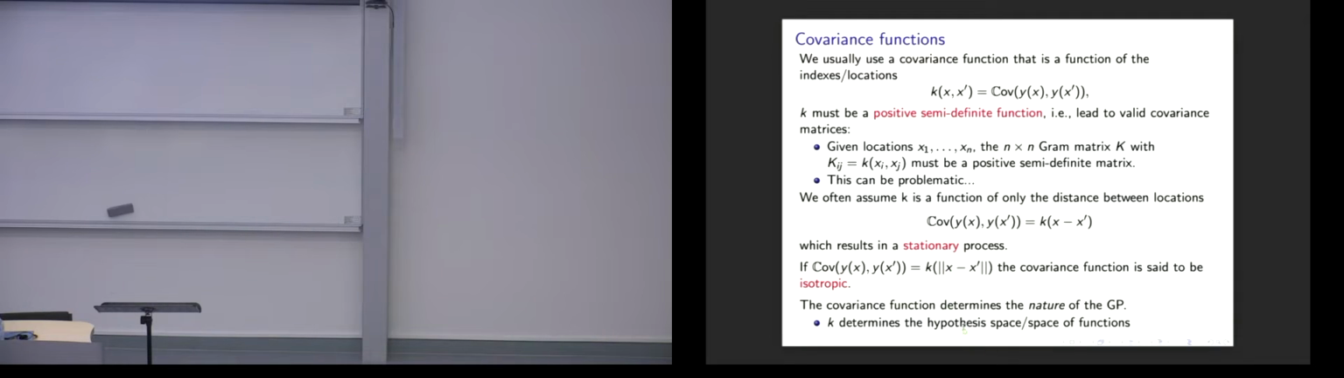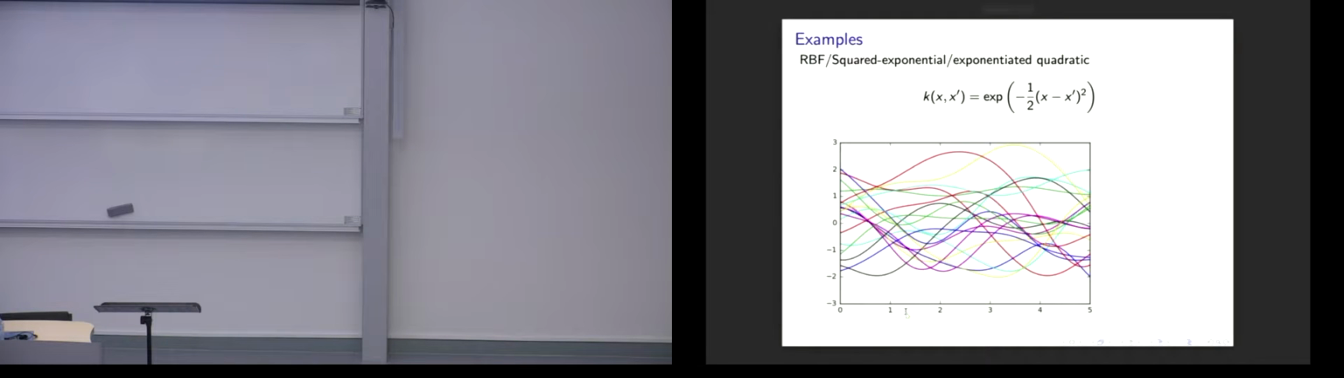And I'll say it again. K really determines the nature of the Gaussian processes. Okay? So K determines the space of functions we're considering here. And so it's K that we really focus on, this covariance function. Okay. Pictures. Now, pictures.